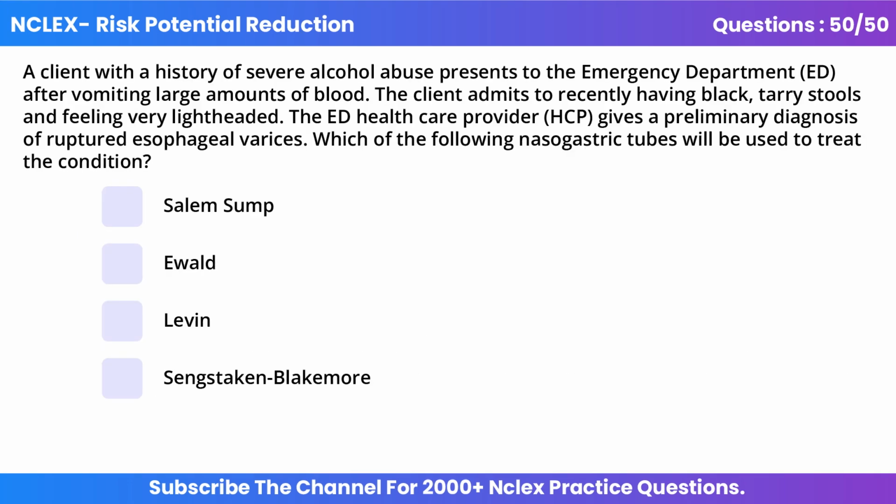Question 50. A client with a history of severe alcohol abuse presents to the emergency department, ED, after vomiting large amounts of blood. The client admits to recently having black, tarry stools and feeling very lightheaded. The ED healthcare provider, HCP, gives a preliminary diagnosis of ruptured esophageal varices. Which of the following nasogastric tubes will be used to treat the condition? D. Sengstaken-Blakemore.